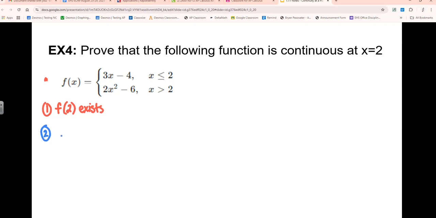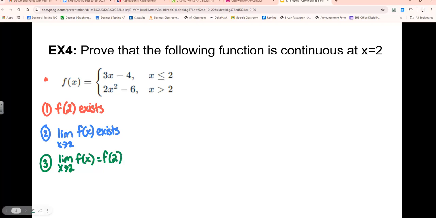You also need to show that the limit as x approaches 2 of f of x exists. And then we have to show that the limit as x approaches 2 of f of x equals f of 2. So we have to show that what we got for 1 and what we got for 2 are equal to each other. Those are our 3 steps right here.